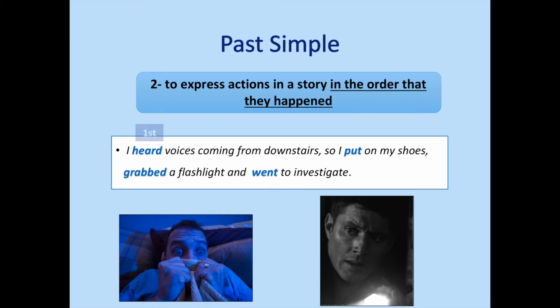Okay, the first thing that happened is the first verb, heard. The second thing that happened is the second verb, put. The third thing that happens is the third verb. The actions happen in order in the past, so we use past simple for all of these verbs.